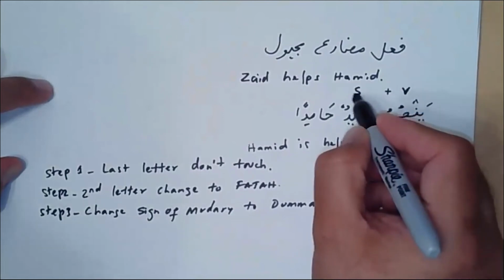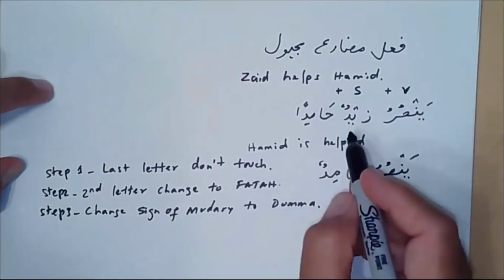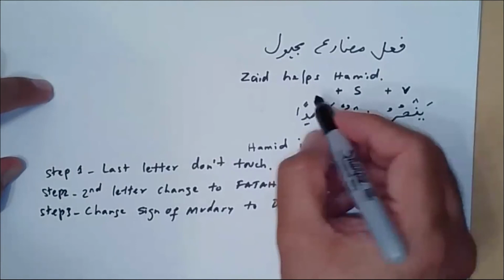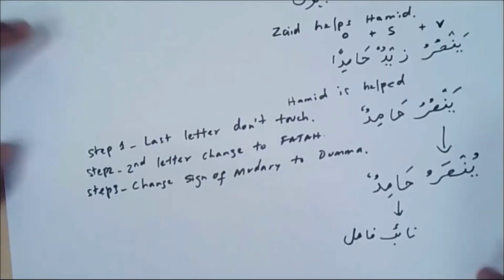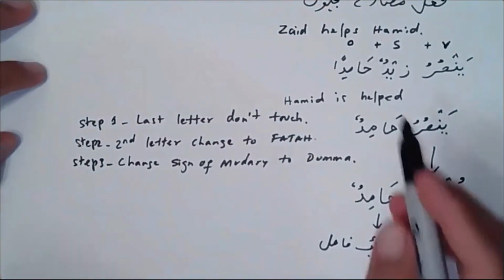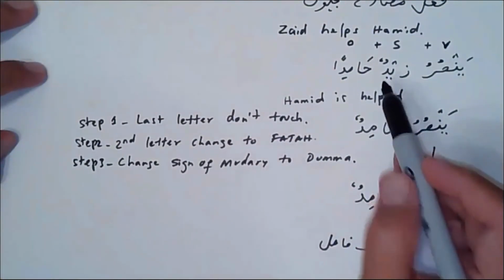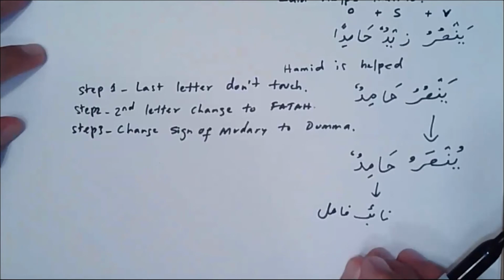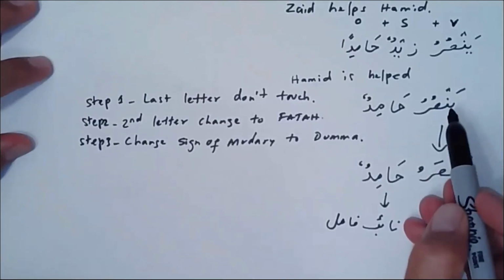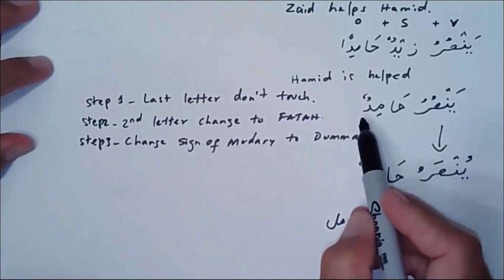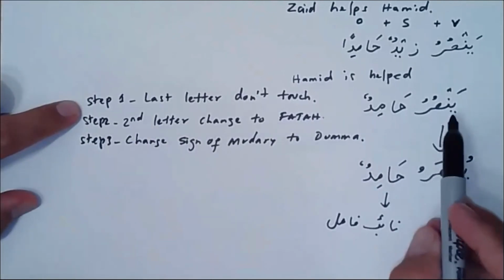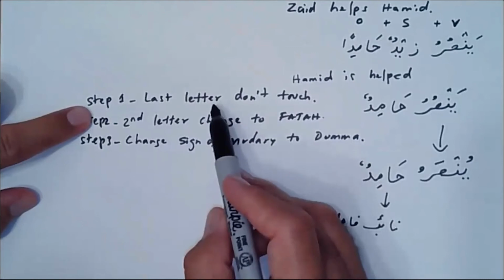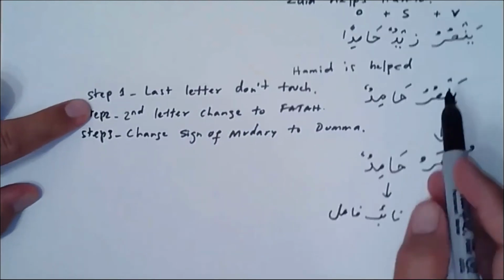Who's the subject? Zaid. How do we know? Because it's in rafa, dhamma. Who is the object? Hamidan. What is our goal? We don't want to mention Zaid anymore. So what are we going to say? Yansuru Hamidun. How do we deal with the Yansuru now? Step 1, last letter do not touch, so it's going to stay.